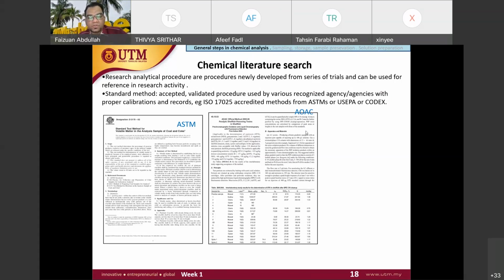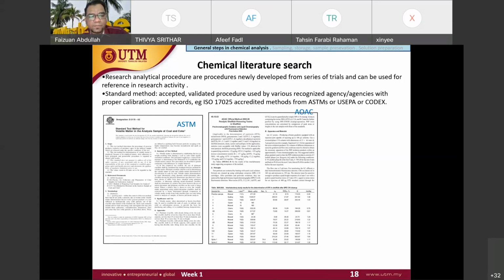We should do the literature search. For example, if we need to analyze something, is there something previously analyzed before this? We have to do the literature search, and then if there are standard methods similar to what we need to do to analyze this analyte inside this sample, we need to refer to the standard methods to make sure that our method of analysis is reliable. We compare with the standard methods.